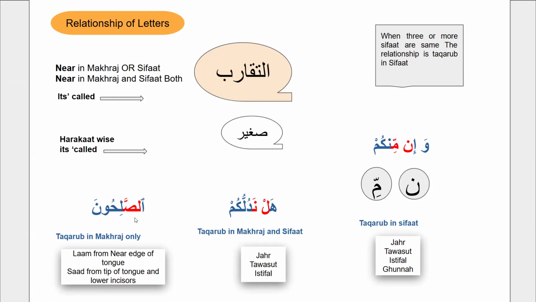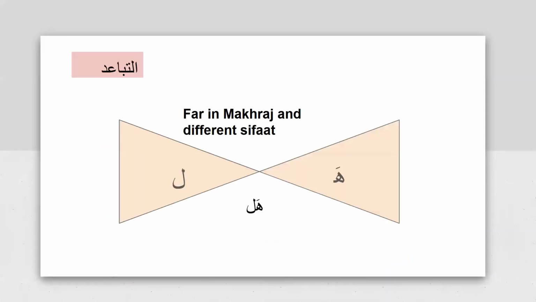Why? Because the lam has jahar, it has tawassut. However, for the sad, we have hams, we have riqawa. Sad is heavy, lam is light, so sad has isti'la, it has itbaq. Lam has istifal and infitah, so they don't share the minimum 3 sifat together. So they are far in sifat, but taqarub in makhraj only. When we say taba'ud, it means far in makhraj and different in sifat.